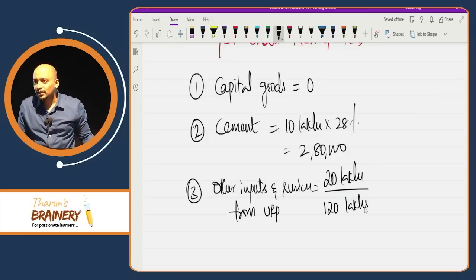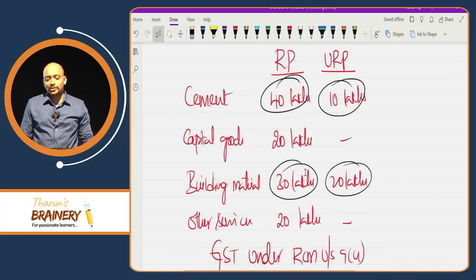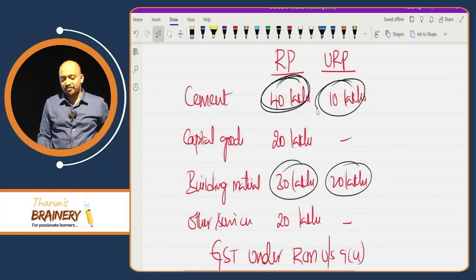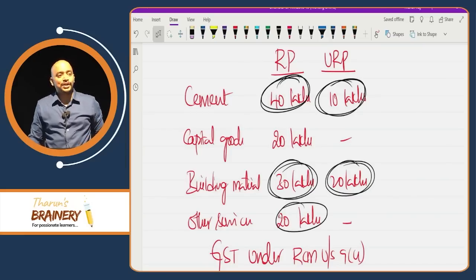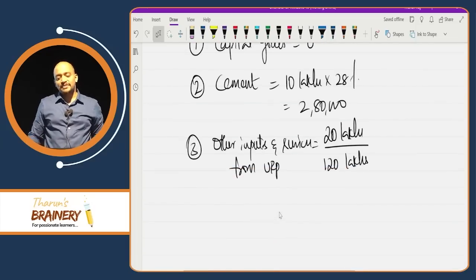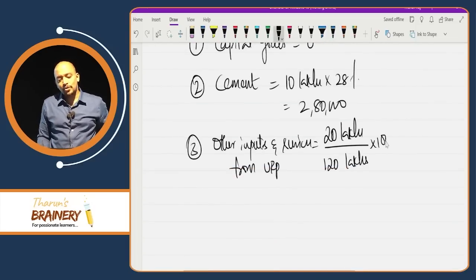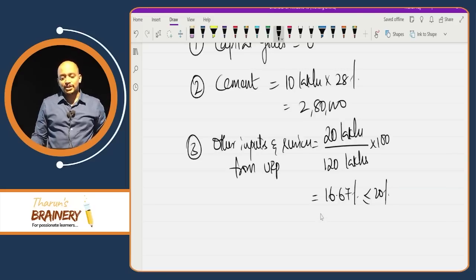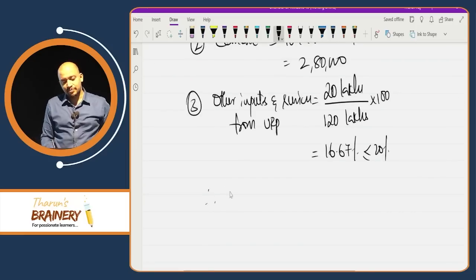You understood? Except capital goods, you take everything. 40 plus 10, 50, plus 30, 80, plus 20, 100, plus 20, 120 lakhs. So 20 divided by 120 into 100, how much? 16.67%, which is less than or equals to 20%. So no GST under RCM.